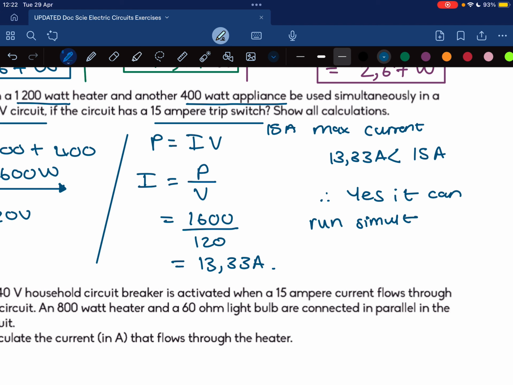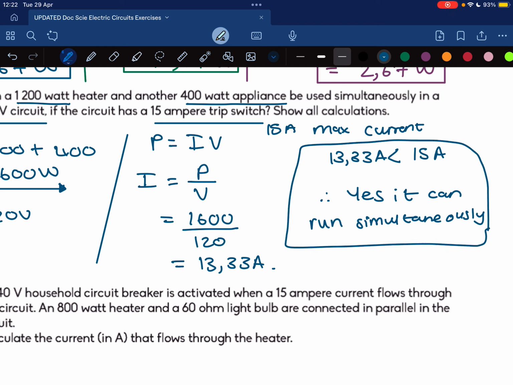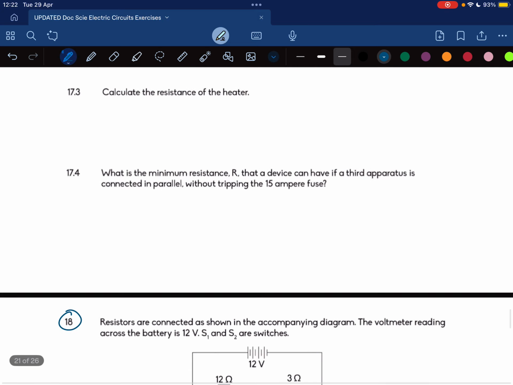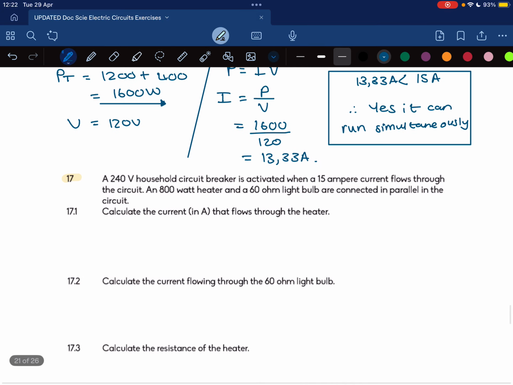Run simultaneously. Okay, because we've calculated that, that would be our reasoning, because 13.3 amps is less than 15 amps, which is what they gave us. Okay, and then we'll do the last one together, which is 17.